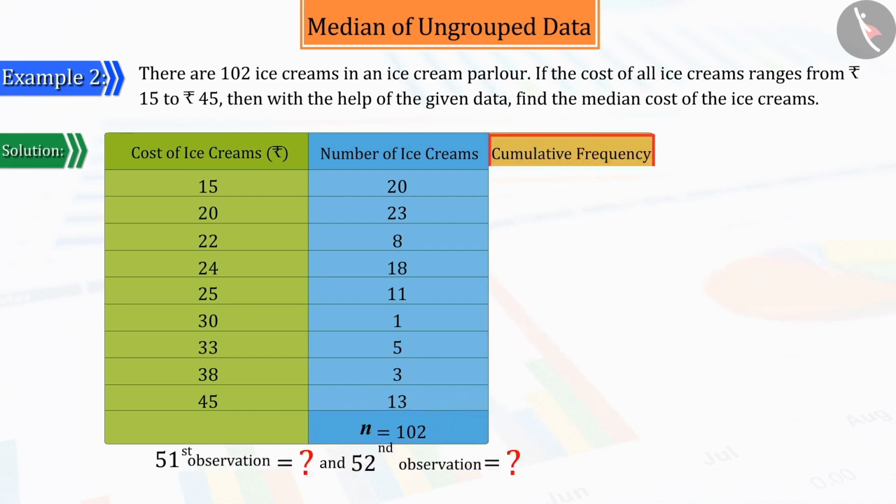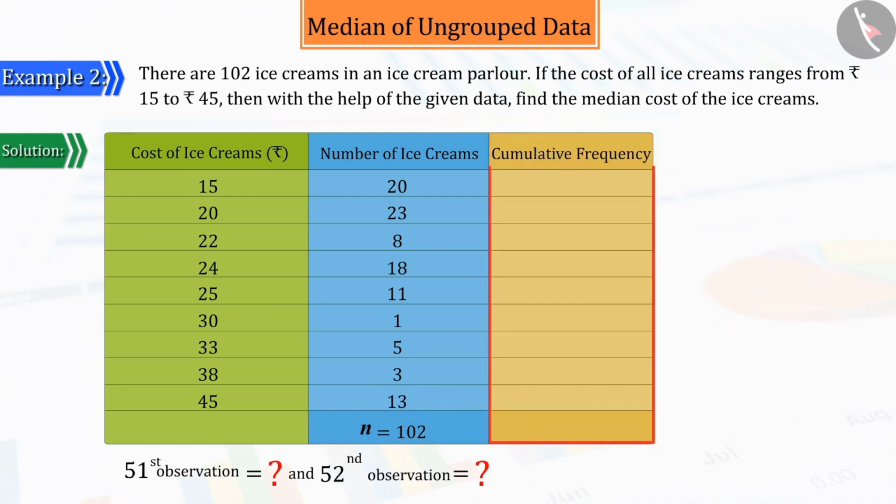Let's see. For this, let's create a new column. In the first line, let's group the ice creams that are priced up to 15 rupees. They are 20 in number. Similarly, in the second line, let's group the ice creams that are priced up to 20 rupees. Their total number is 43. Because in this, 20 ice creams that are priced up to 15 rupees are also included.